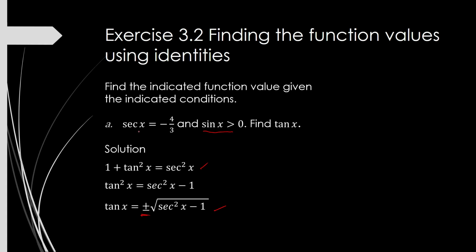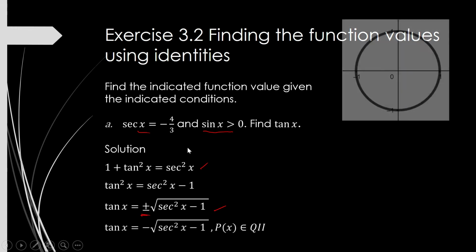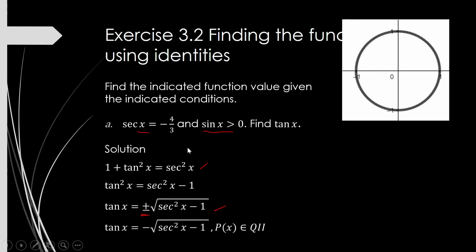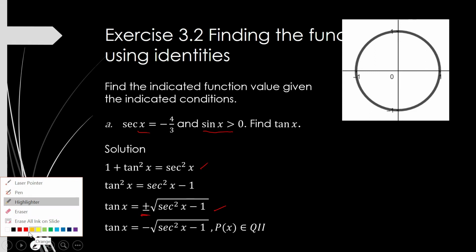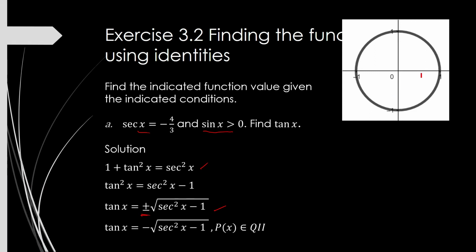But pay attention to this. Secant is negative and sine of x is positive. So where in the Cartesian plane is our angle? Well, that is in the second quadrant. So that means we have an angle x. So this is x. And the terminal point of that angle falls in the second quadrant.